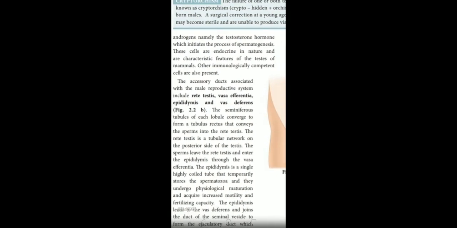They secrete androgen, namely the testosterone hormone. That androgen is called testosterone. They initiate the process of spermatogenesis. Testosterone initiates, meaning starts, the process of spermatogenesis. Spermatogenesis means the process of forming sperm. So these cells are endocrine in nature, and they also have characteristic features of the testes of mammals.